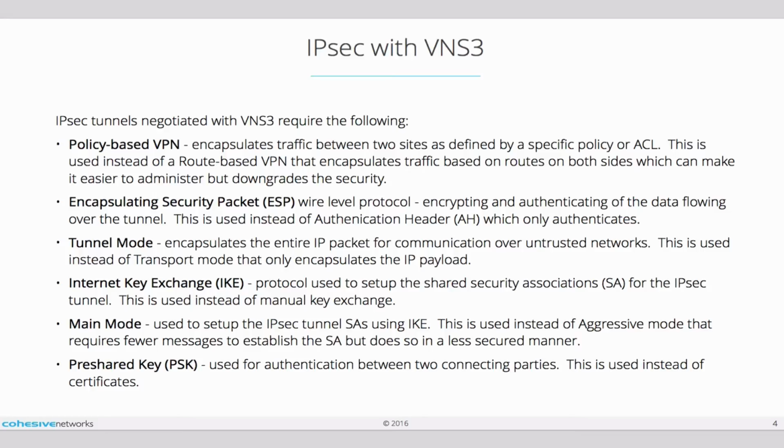So IPsec with VNS cubed, here are some high-level things. We do what's called a policy-based VPN. And that effectively is what I just spoke about, which is that you offer something from your network, so a subnet or set of subnets, and then you ask for something. So you're wanting one or more subnets from the customer on the other side, and by defining that set of to-from relationships, you're implicitly putting in place firewall policies and routing policies to connect those two subnets together.